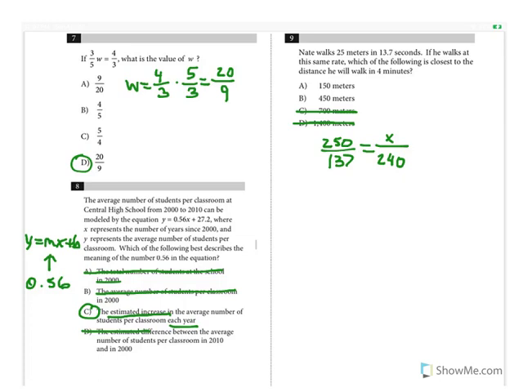Well, the number over there has to be greater than 250 because 240 is greater than 137. And without doing any math here, just some understanding of numbers, we have eliminated all of our incorrect answer choices and come up with the correct one of B. And of course, if you really want to work it out in your calculator, cross multiply. So we have 250 times 240 equals 137x. If we divide that by 137, it will give us our answer for x.